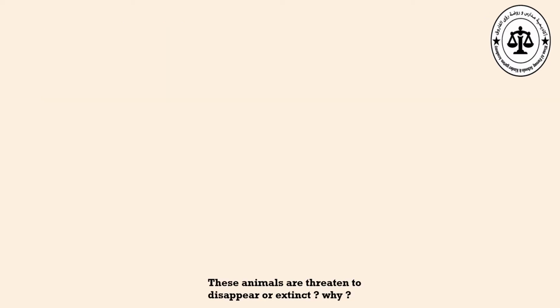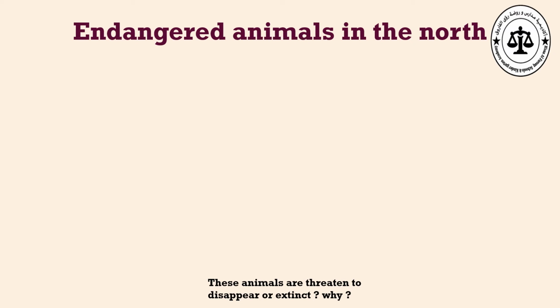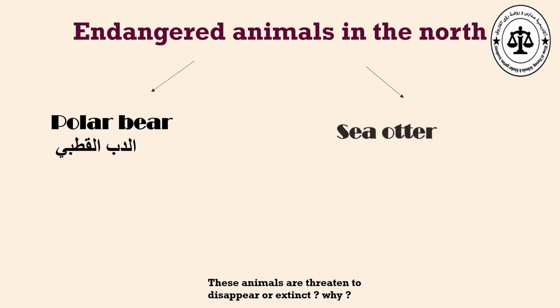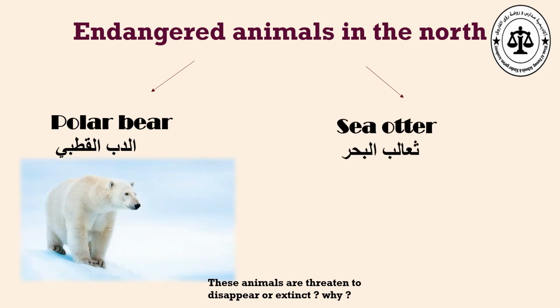So in our lesson, we are going to focus on endangered animals in the north. We are going to talk about two kinds of endangered animals. They are the polar bear and the sea otter. These animals are threatened with disappearing and becoming extinct. Why?